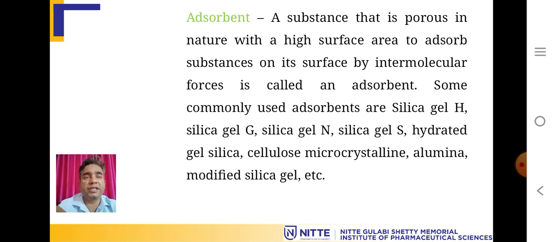Before this, what are the stationary phases? The compound which is plotted onto some coat of a metal or a glass is called the adsorbate, right? A substance that is porous in nature with high surface area to adsorb substances on its surface by intermolecular forces is called an adsorbent. Some commonly used adsorbents are silica H, silica gel G, silica N, silica S, hydrated silica gel, cellulose, microcrystalline cellulose, alumina, and unmodified silica gel.